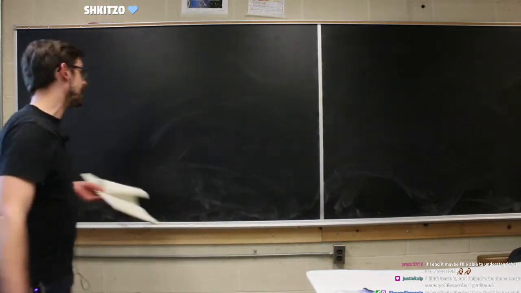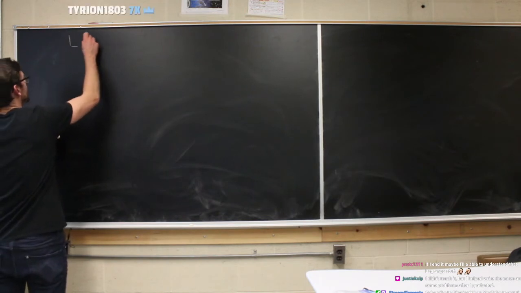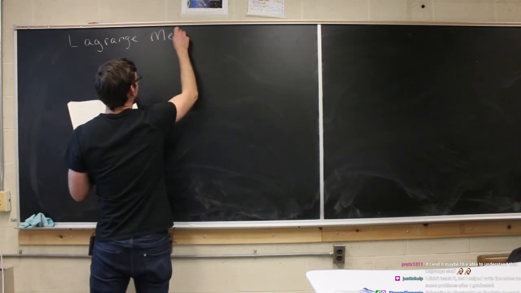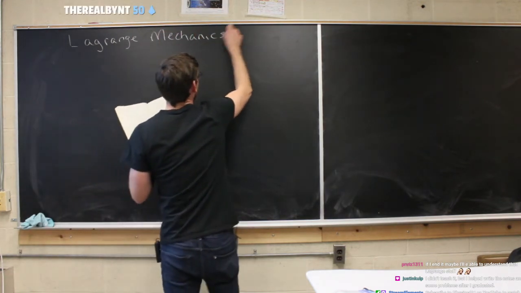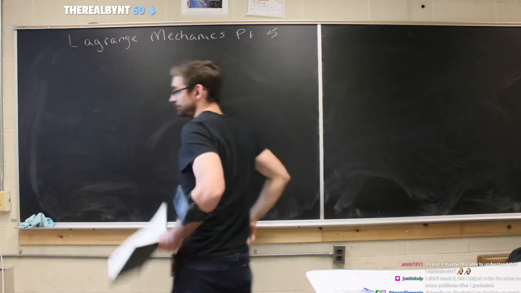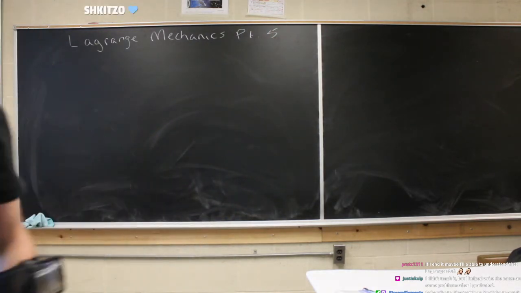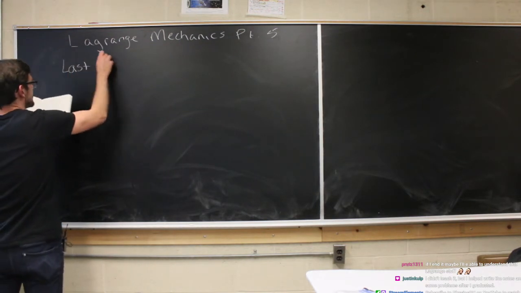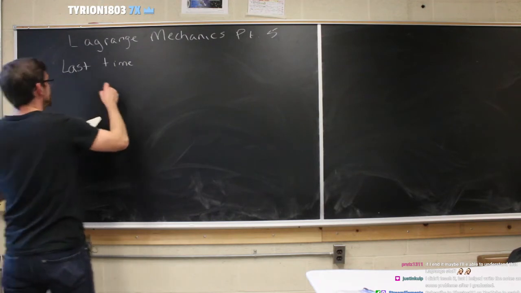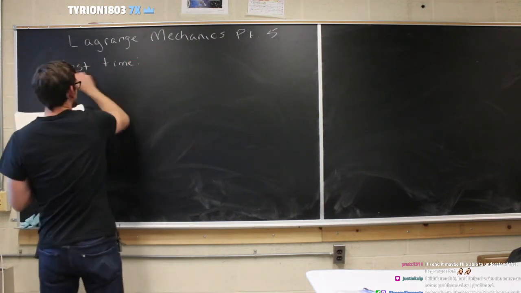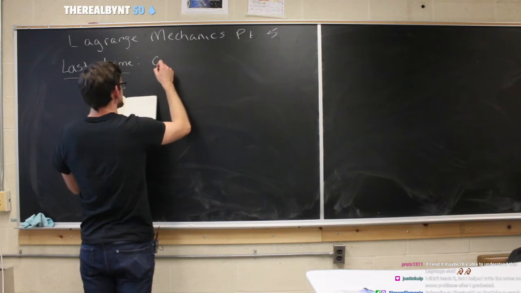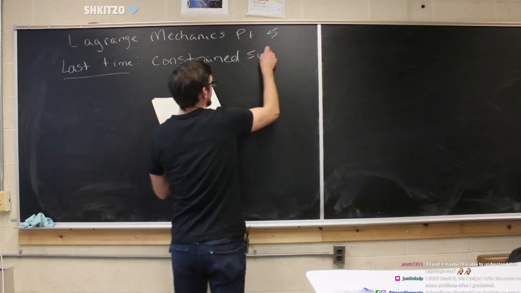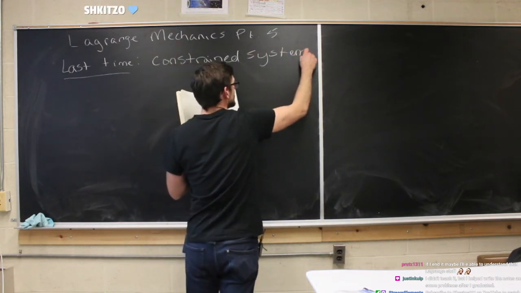But let's start. So we're on part 5, mechanics, part 5. So last time, this was 2 weeks ago actually, we talked about constrained systems and generalized coordinates, right? Constrained systems. And we talked about generalized coordinates again.